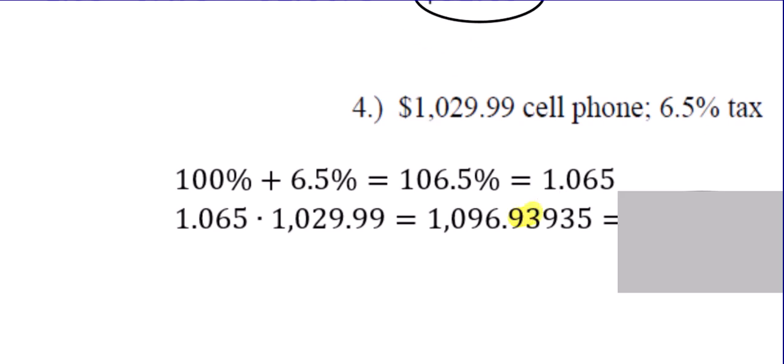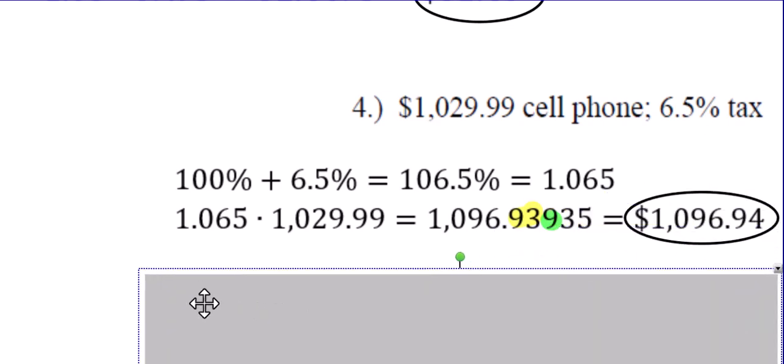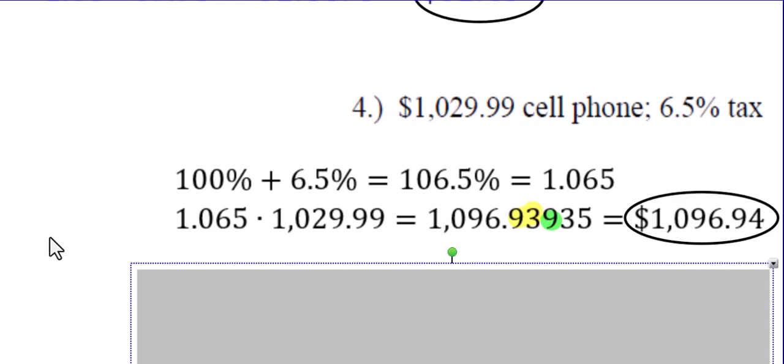We have 93 cents followed by a 9, so we will round 93 cents up to 94 cents. Again, you don't have to round up. You do round to the nearest cent. When we deal with sales tax, that's the way it is dealt with in real life.